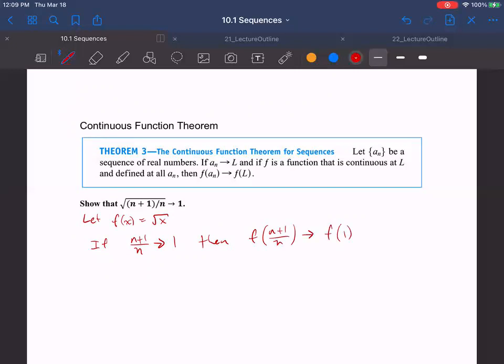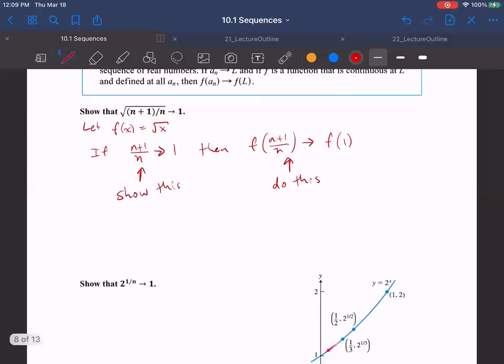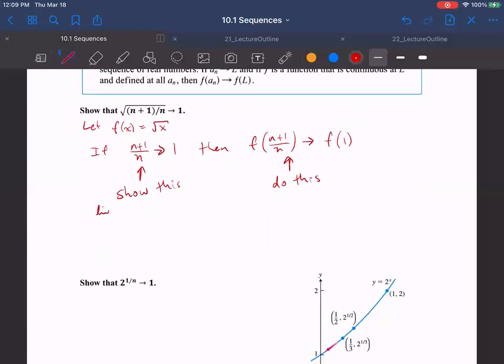So what we really want to do is show this, and then do this. All right? So let's show it. Let's do the limit as n goes to infinity of (n plus 1) over n. So how can I do this limit?